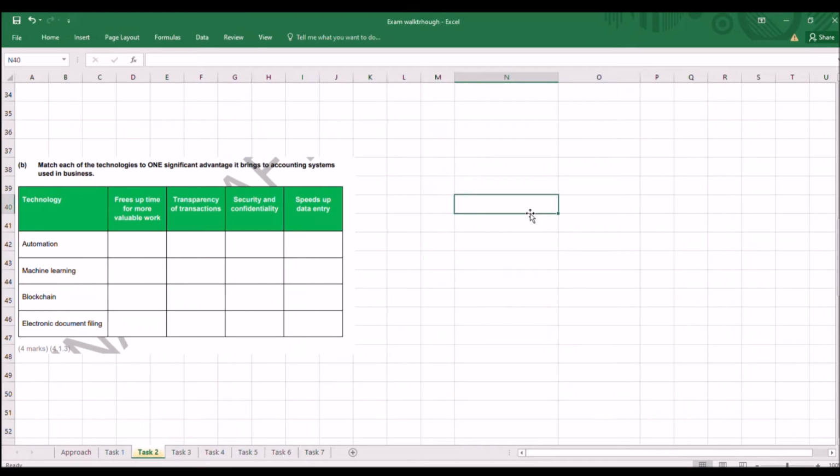Okay, match each of these technologies. Let's see, we've got a little question. Match each of these technologies to one significant advantage it brings to accounting systems. Okay, so we've got automation. Well, automation speeds up data entry and it frees up time for more valuable work. So it's one of those two. Machine learning. Well, machine learning is going to speed up data entry, isn't it? And it's going to free up time for work. That's not great either. And it could also find potential frauds at the same time.